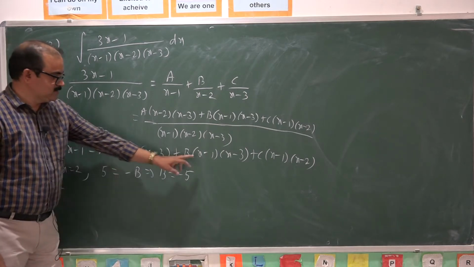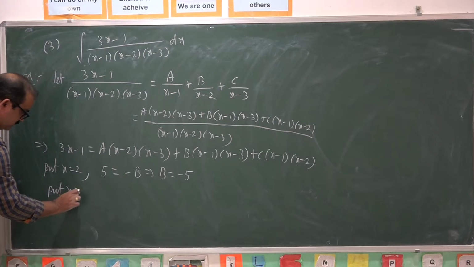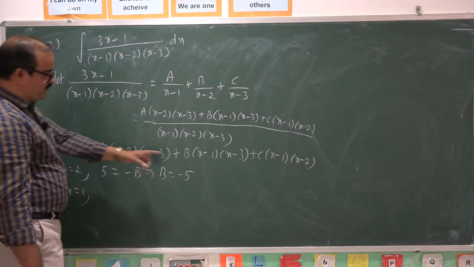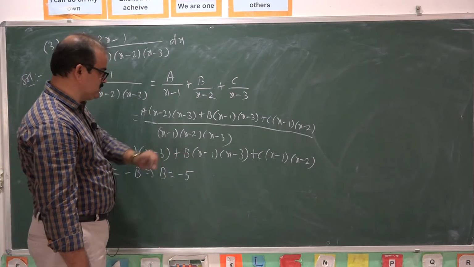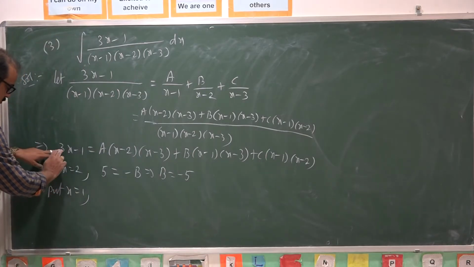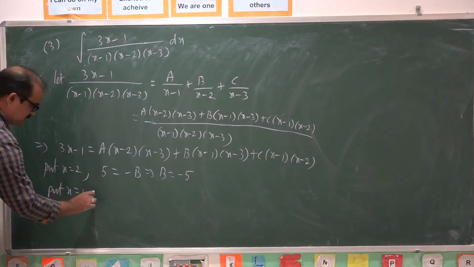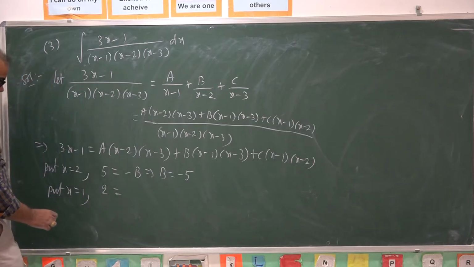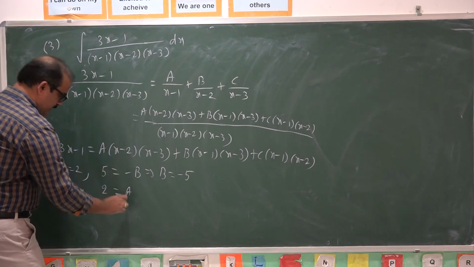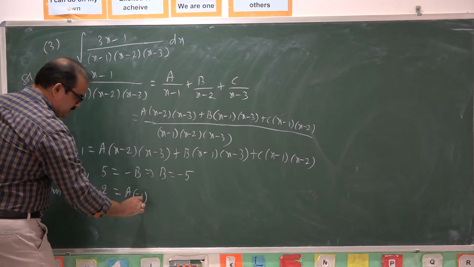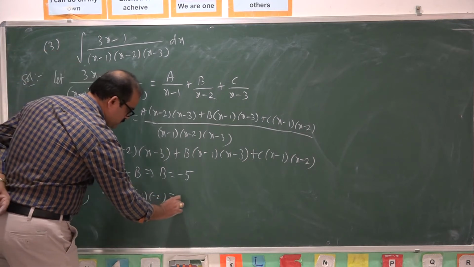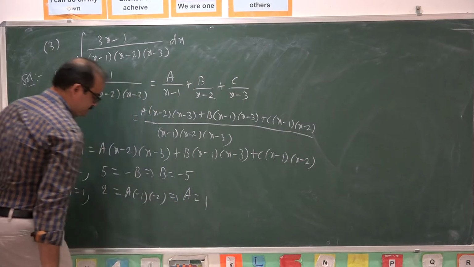Next, you put x is equal to 1. If you put x is equal to 1, then the second term becomes 0, and the third term also. LHS becomes 3 minus 1, 2, is equal to A into (1 minus 2), minus 1, (1 minus 3), minus 2. So 2A is equal to 2. So A is equal to 1.